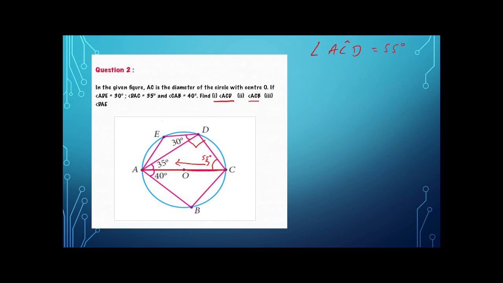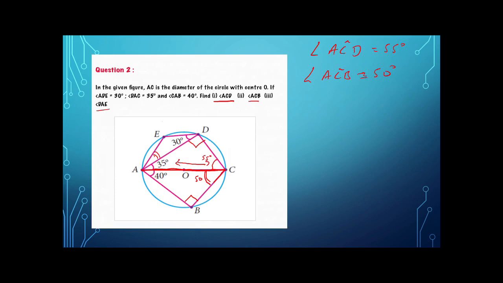Then we're asked to find angle ACB. ACB, that's that angle there. And we can use the same property again. Since AC is the diameter, then this angle is 90 degrees. So therefore, that angle there is 50 degrees. So we now have that angle ACB is 50 degrees. And then finally we're asked to find DAE. So that's this angle here, DAE.